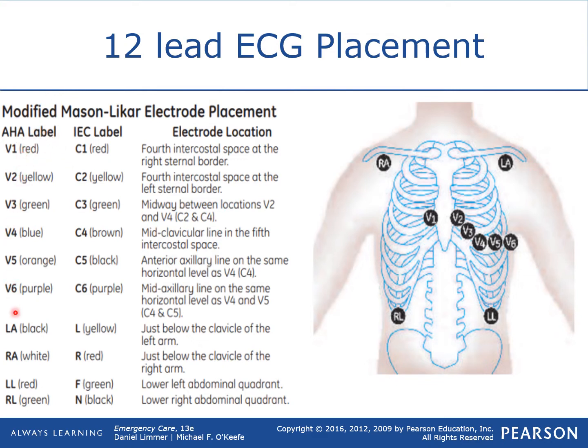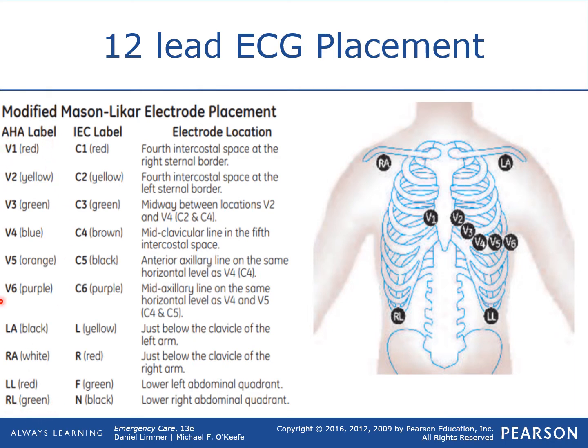So there's a guide over here, so you can see V1, and all these are color coded, so no matter what manufacturer of EKG machine you're using, these are all the same color. So V1 will always be red. Same with your trunk leads. These are always the same colors. So your left arm lead will always be black. Your right arm lead will always be white. Left leg will always be red. Your right leg will always be green.